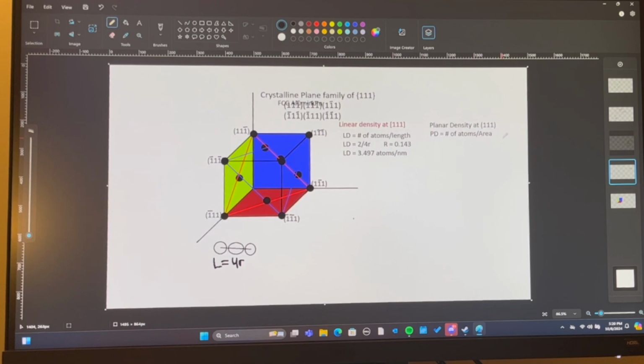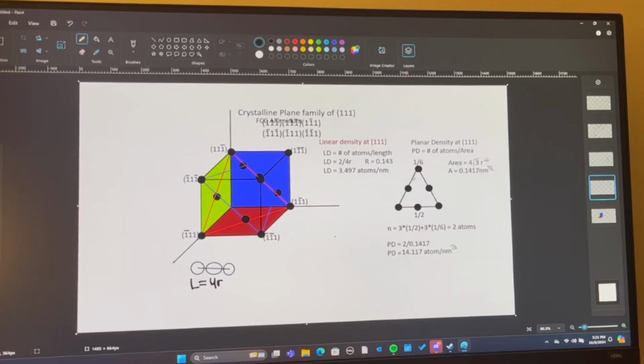Next we have planar density. We're going to use the same plane of 1, 1, 1. And the planar density has a similar formula with number of atoms, but this time it's over the area of that plane. To find the number of atoms, here we see that each of the ones on the faces contribute half of their atom to this area. So we're going to do 3 atoms times 1/2, and for each one on the corner of the triangle, they contribute 1/6 of their atoms. So we're going to also do 3 times 1/6, which gives us 2 atoms.